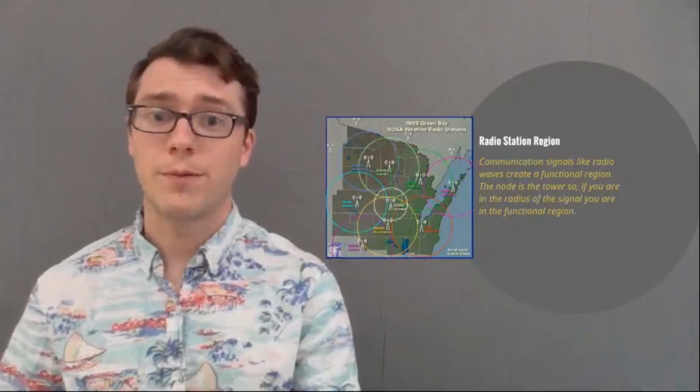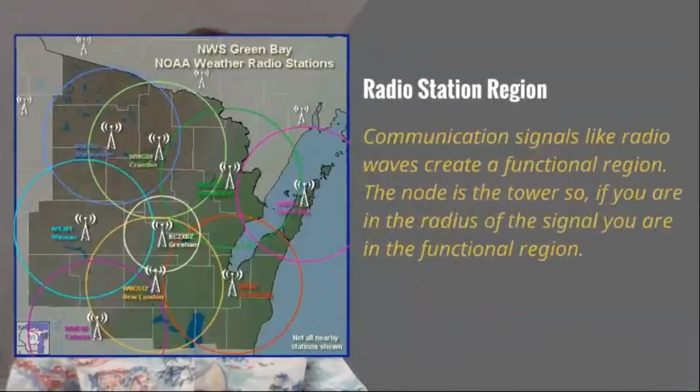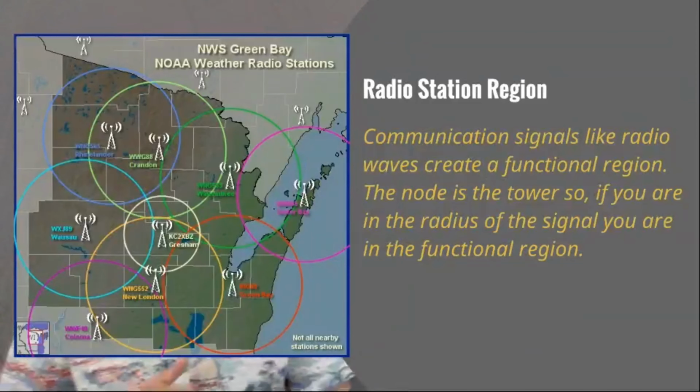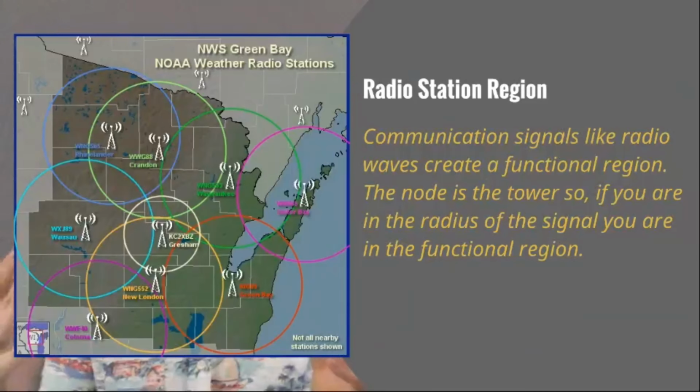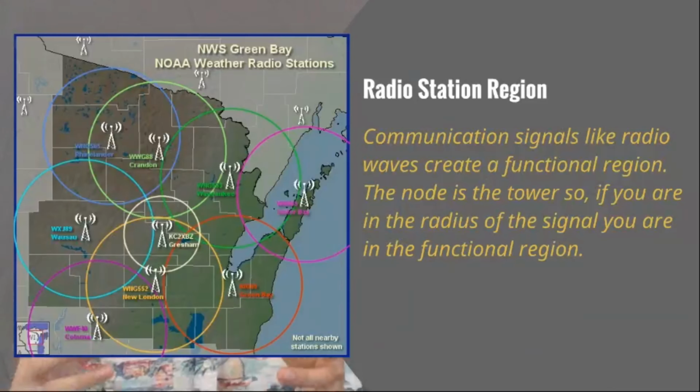So let's look at some examples of functional regions. A radio station region is an example of a functional region because they have communication signals like radio waves. The way that they go out from the tower and how far they go would be a part of that functional region.